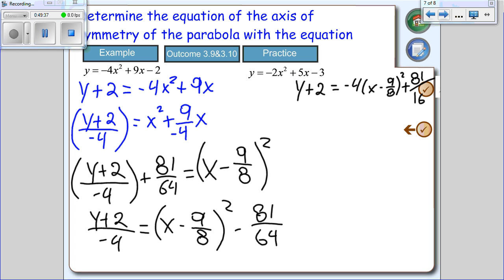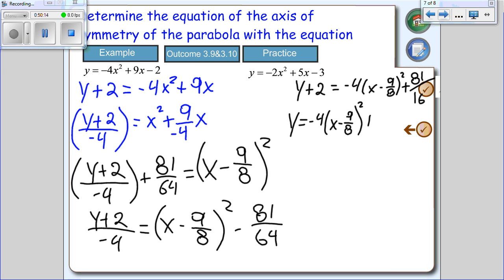That 81 over 16, that's like terms with the 2, right? You would have to make it like terms. So to add 81 over 16 plus 2, in the calculator hit math frac, go 81 over 16, then plus 2, then math frac. And it should give you 113 over 16.